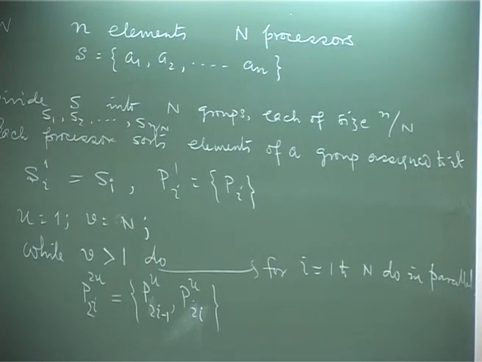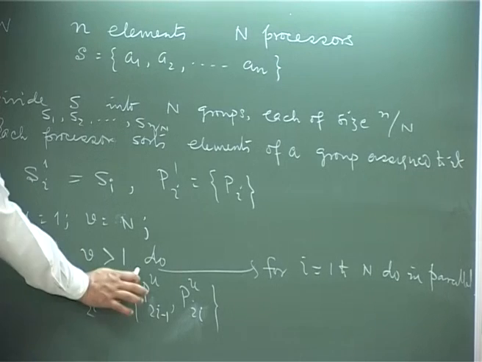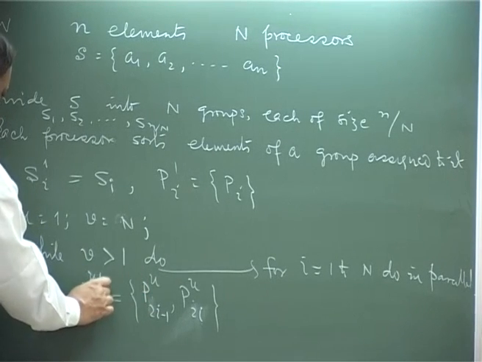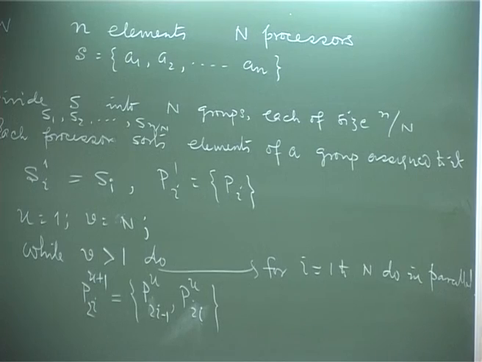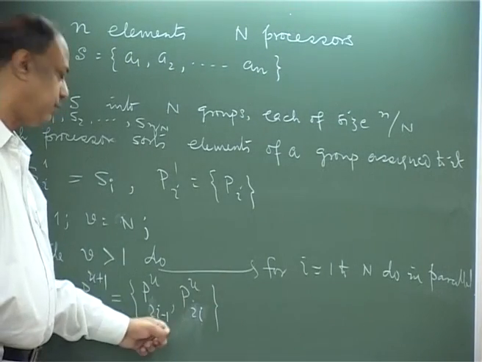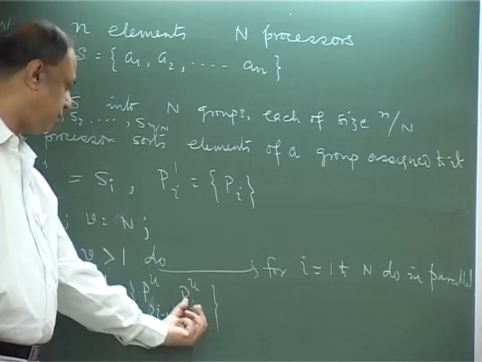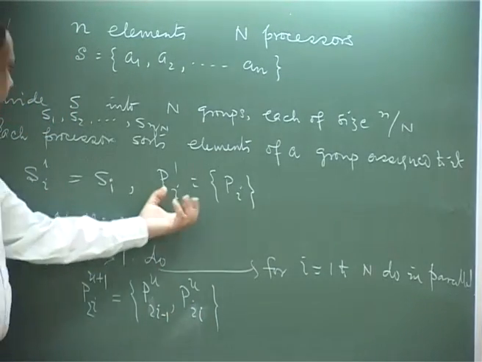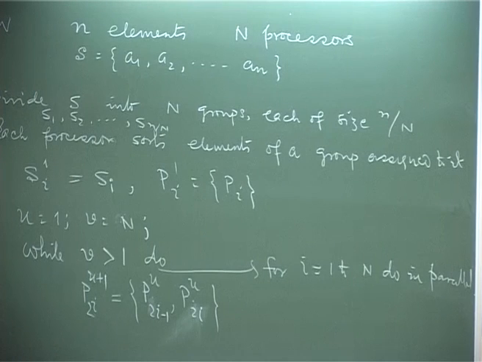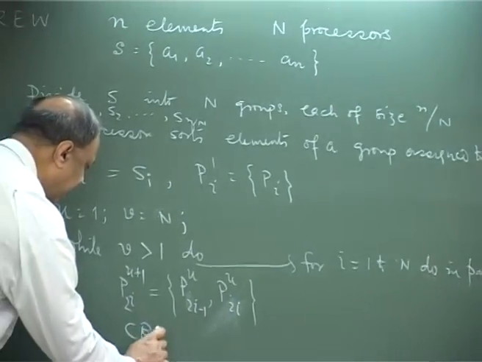For i equals 1 to n, doing in parallel, these n processors you are employing. So 2i, this is 2u or u plus 1. This will be u plus 1. It is P(2i minus 1), that is, i equals 1, so P1 and P2, whatever set is there, you are adding here, right? So that many processors you will be employing to call CREW merge.